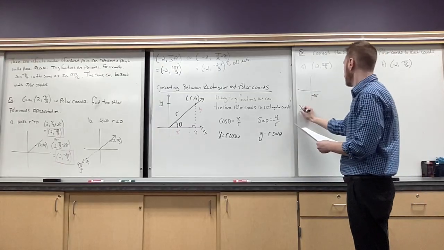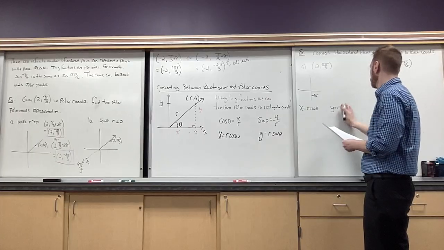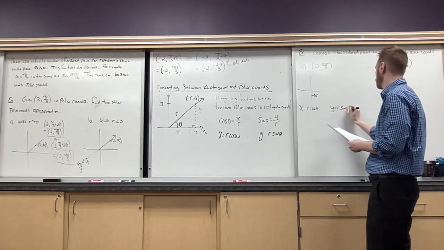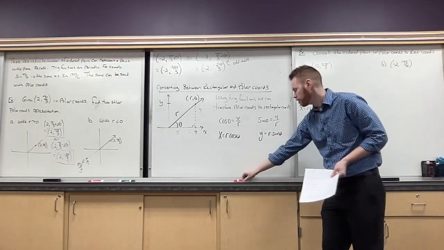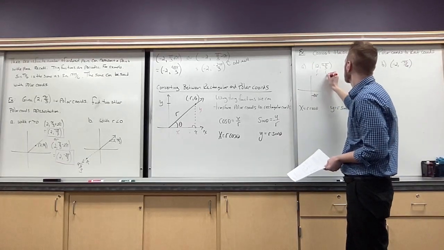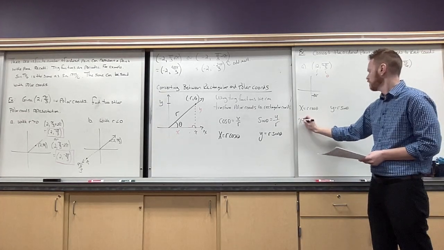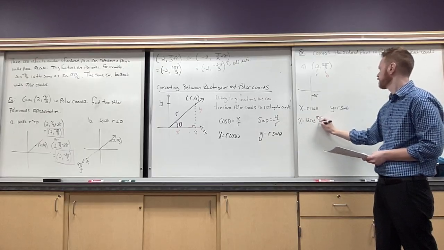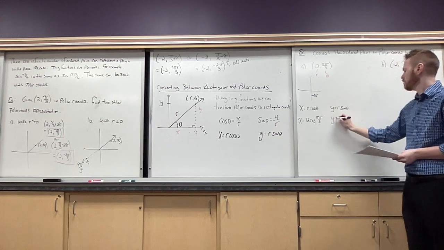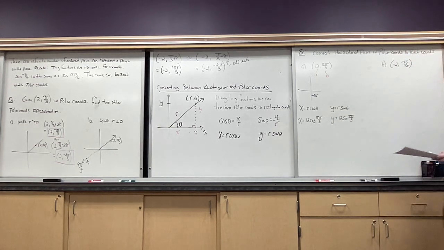All right, let's find them. So x is equal to r cosine of theta. Y is equal to r sine of theta. And all we're going to do is plug these values in. I'll label it underneath it. So this is r, and that's theta. So we're going to substitute and then simplify. So here we go. We get 12 times cosine of 5 pi over 3. And then for the y value, we get 12 times sine of 5 pi over 3.